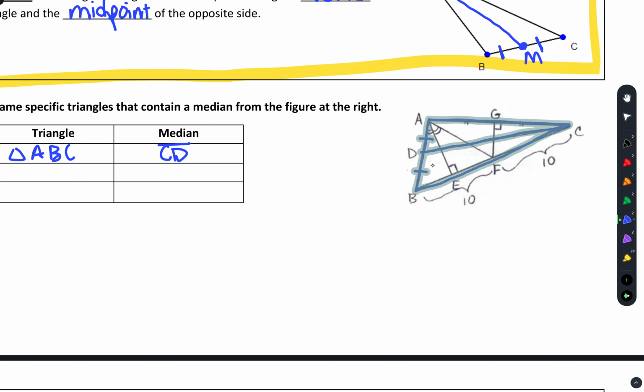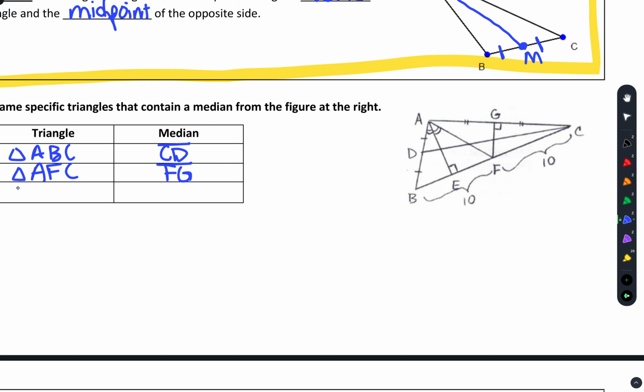Can somebody give me another one? Any median. Allegra. Perfect. This triangle right here has a median right here because these two pieces are congruent. So triangle AFC with FG as my median. Perfect. Can I get one more?